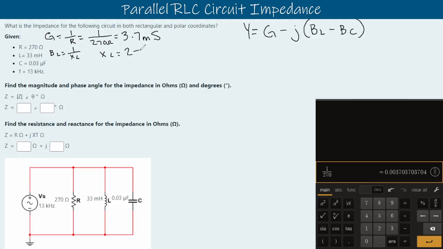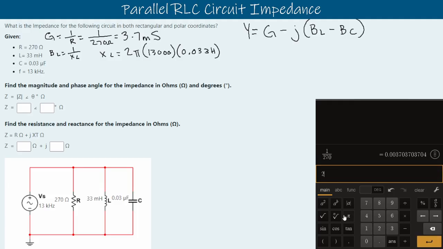that's our 2 pi FL, so our frequency is 13,000, multiplied by our inductor value of 33 millihenries, and so we'll move that decimal point over, 0.033 henries, and we'll plug that in. So 2 pi times 13,000 for our frequency, multiplied by 0.033. That's our henries value. We'll set that here. And this is our resistance for our inductor. So the inductive reactance, 2,695 ohms.